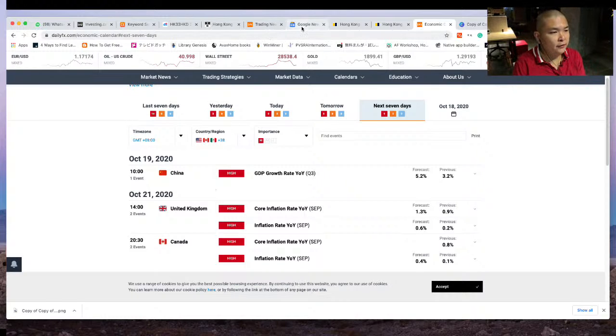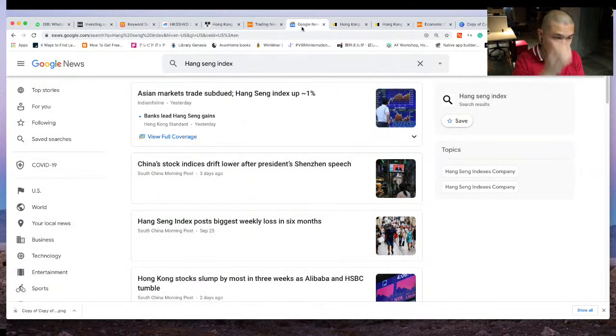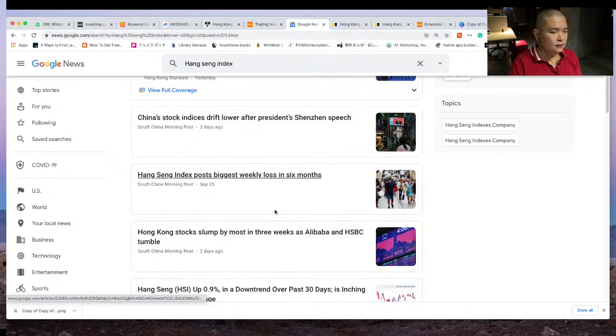What else? I have here on Google News, when I searched for Hang Seng Index, something that caught my attention was this piece of news: Hong Kong stocks slumped by most in 3 weeks as Alibaba and HSBC tumble. This happened 2 days ago when HSBC and Alibaba shares went down a lot. Something else that happened on September the 25th: the Hang Seng Index posts biggest weekly loss in 6 months.